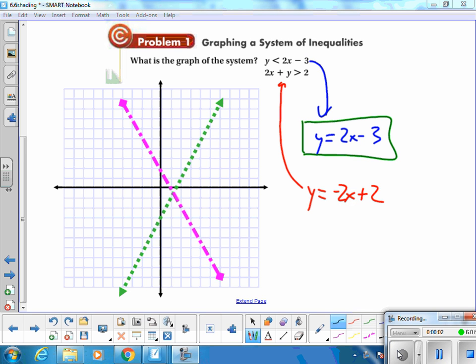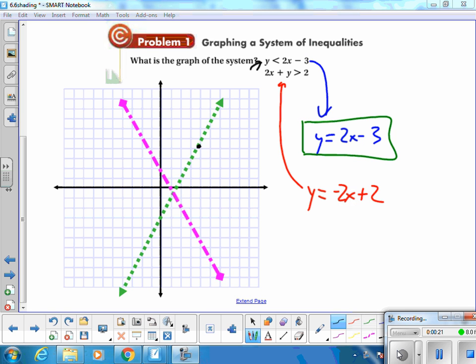Okay, let's talk a little bit about quicker ways to do some shading. So I have my system of inequalities graphed. I have my equations worked out here. Let's go ahead and look at the green, which is y is less than 2x minus 3. An easy, quick way to shade is to put a point in to see if that's true, or you can pick a point on the line.